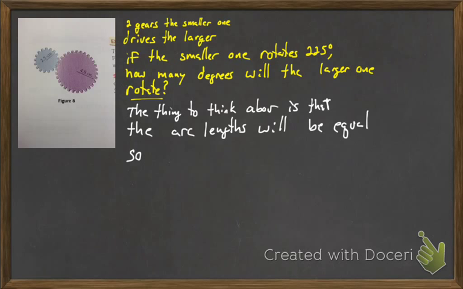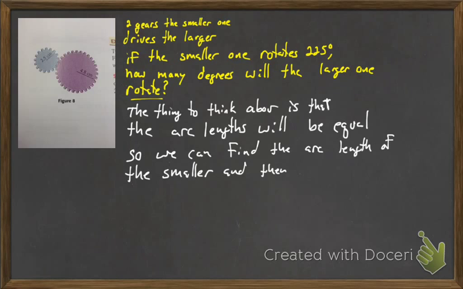Okay, so the arc lengths will be equal. The arc lengths will be equal. So if we find the arc length of the smaller gear, and then we find the angle of the bigger gear by using equations and solving it algebraically.